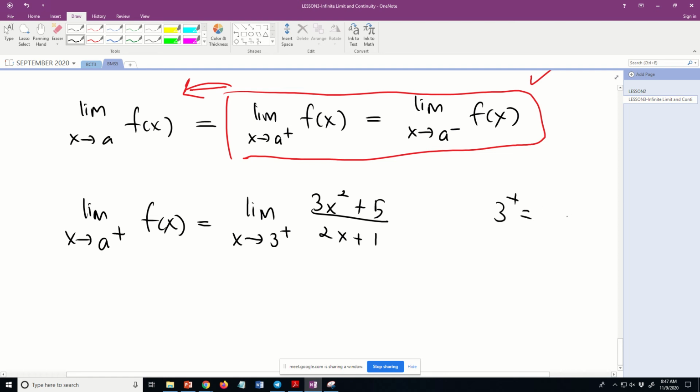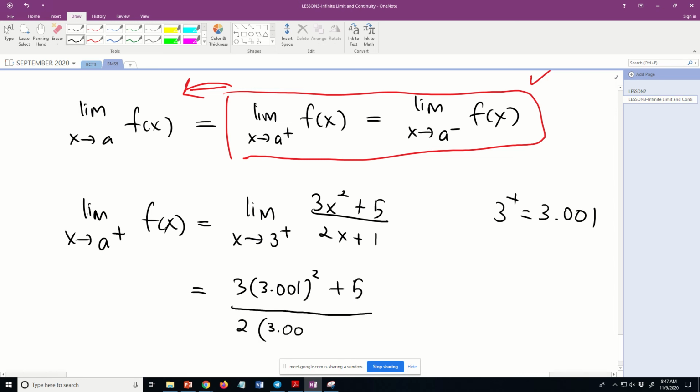What do you mean by 3 positive? Can anyone give me this answer? 3 positive? 3 point? Yeah, correct, 3.001. So I take this and substitute it in here. So 3 times 3.001 squared plus 5, over 2 times 3.001 plus 1.